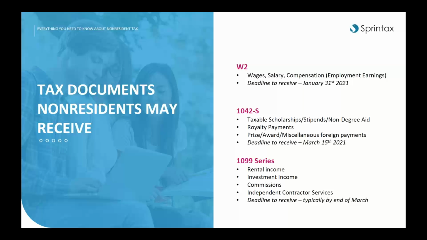Next up, and maybe less common for non-residents, but some non-residents may receive them, are the 1099 series documents. This would typically outline any rental income, investment income, or commissions, for example, and the deadline to receive a 1099, if you're due to receive one, is by the end of March. So for anyone who may be waiting for their 1042S form, you will need this when you're preparing your tax returns. Make sure you do wait for that form if you are due one and use it on your tax return.